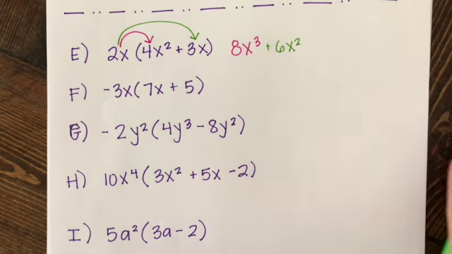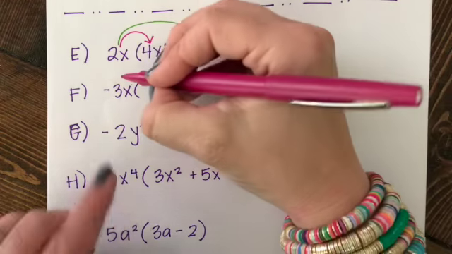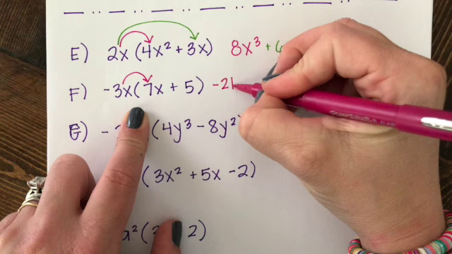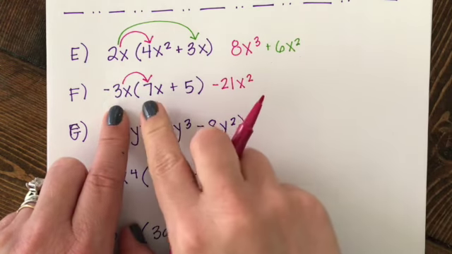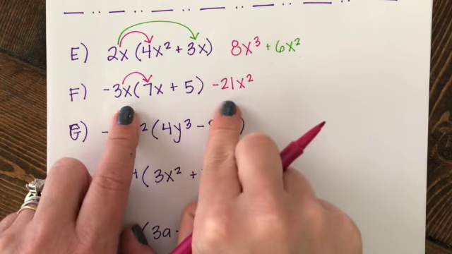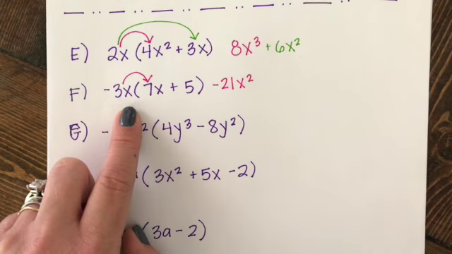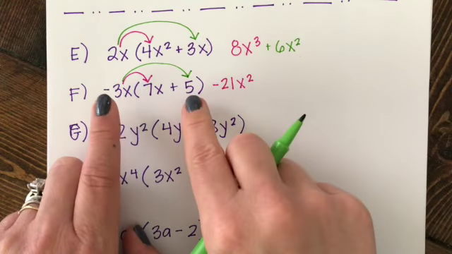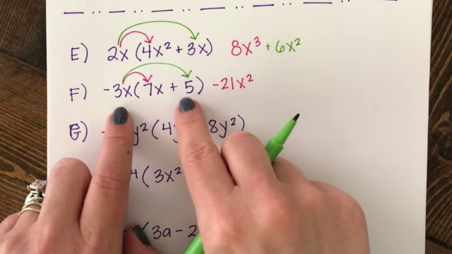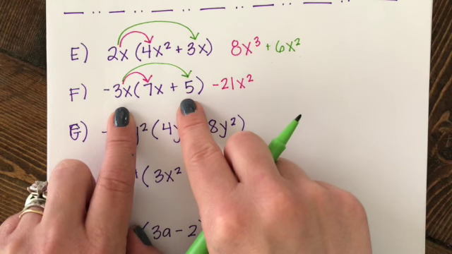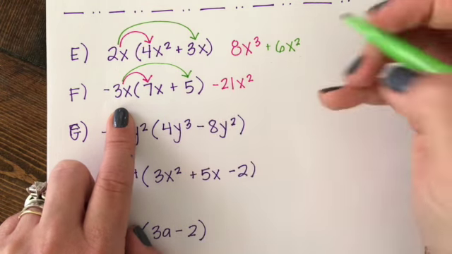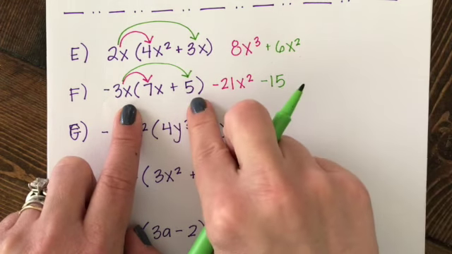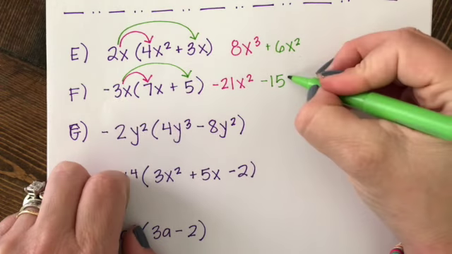Let's talk about the next one where we have a negative. Negative 3x times positive 7x would be negative 21x squared. Negative 3 times 7 is negative 21, and x times x is x squared. Then I have negative 3x times 5. Negative 3 times 5 is negative 15, so I can write that as plus negative 15 or minus 15. And then I have an x. Does this one have an x? Nope, so it just stays x.